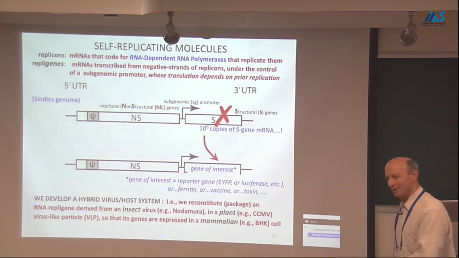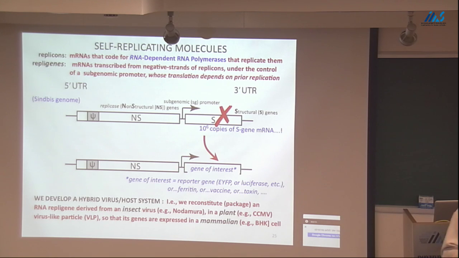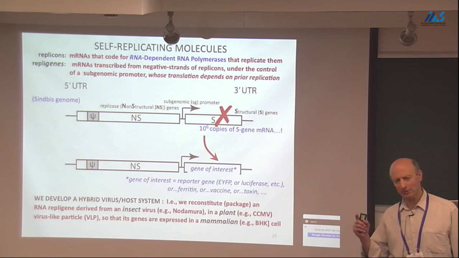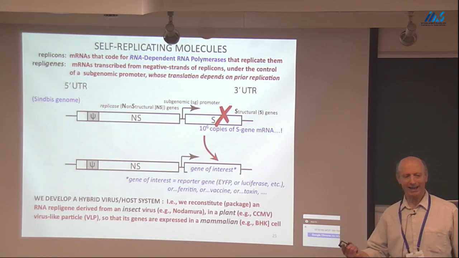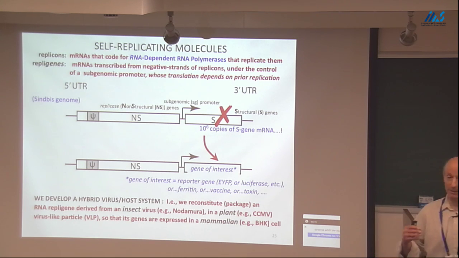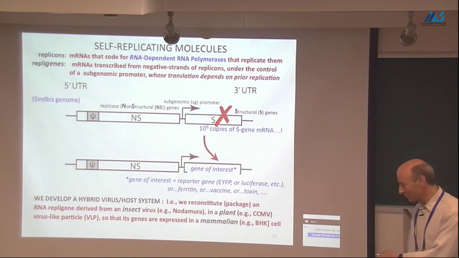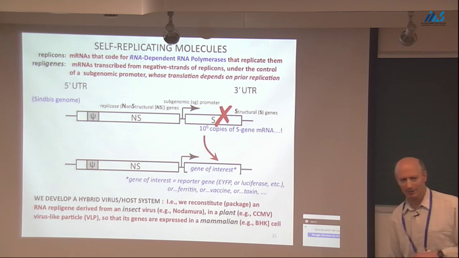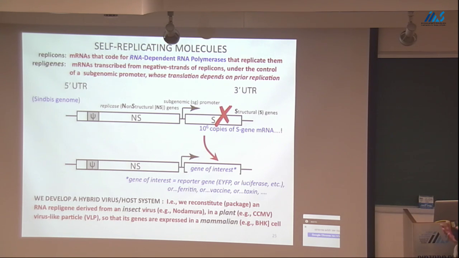So I mentioned that we needed to go to an insect virus to find a short enough viral genome to work with. We're using capsid protein from a plant virus, and we're interested in delivering genes to a mammalian host cell, and we're often interested in delivering mammalian genes. So this is as hybrid a virus-like particle as you can imagine. I like to say we're taking the best components of the highly evolved strategies of viruses that have evolved to infect well very different kinds of hosts.